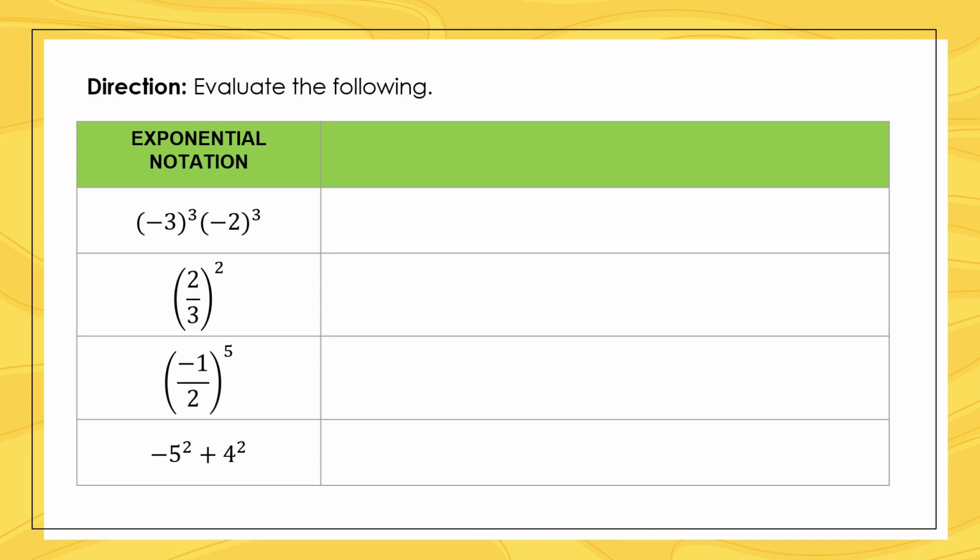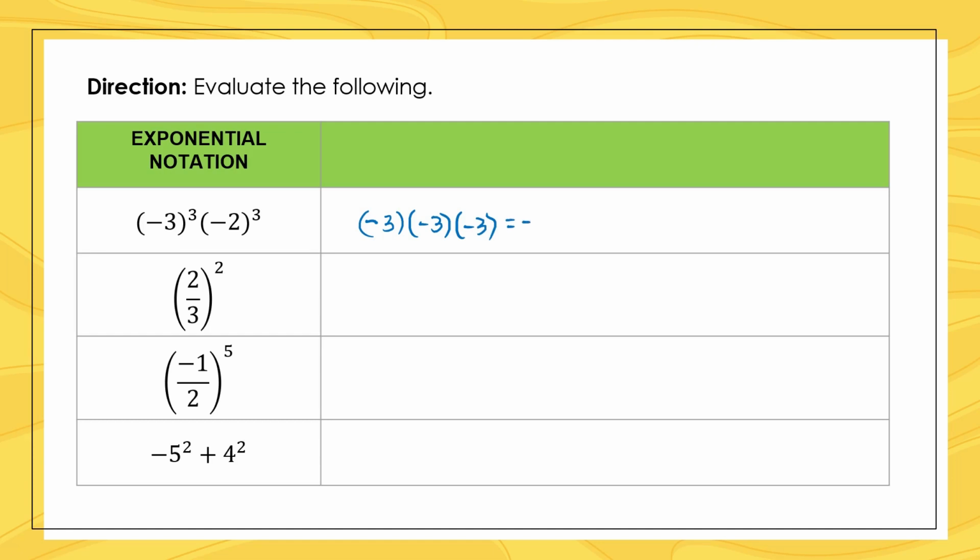We have negative 3 cubed times negative 2 cubed. So let's try to evaluate, or let's get the product of these two. So negative 3 times negative 3 times negative 3, that will be equal to negative times negative, positive, positive times negative, that will be equal to negative.